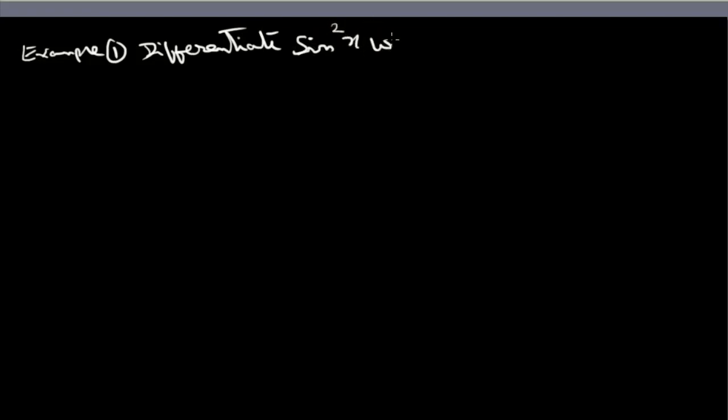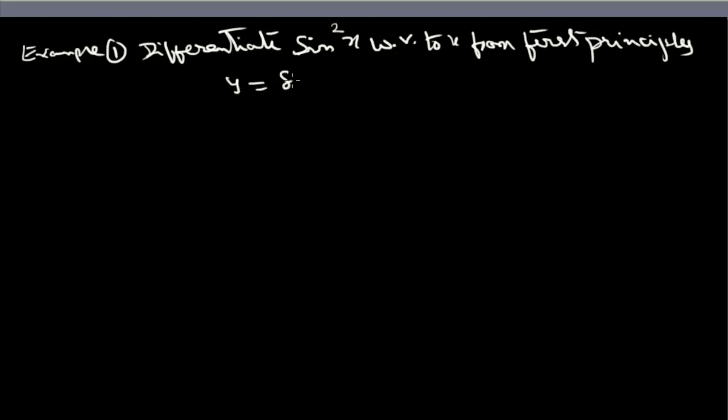Now we shall take some examples using Newton's 5-step formula for differentiation. Differentiate sin squared x, not sin x but sin squared x, with respect to x from first principles. So the same method we use.